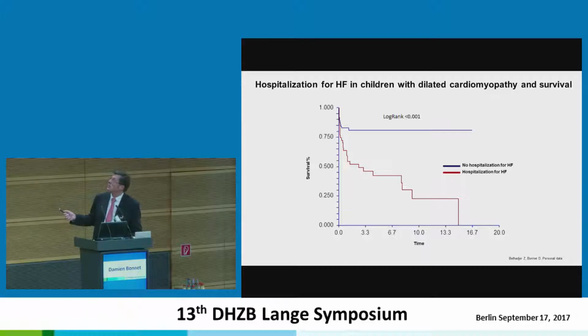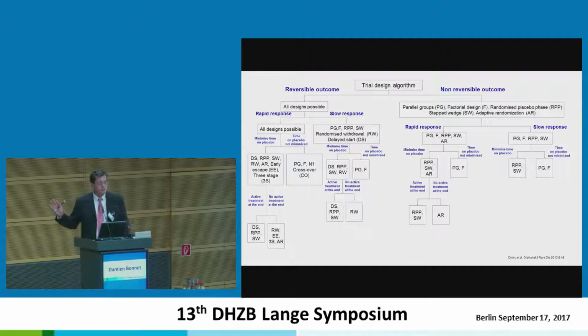Just an example, in cardiomyopathies, this is a study of my group, not published to date. If you include patients at time of diagnosis with cardiomyopathy, then some of them will do well, some will be hospitalized. And the question is, should we include the patients after they are readmitted for heart failure? Then if you include only this population, you will have a lot of events and power your trial. But you should not include those that will recover. So we will not go into this complex slide, but I recommend for those who are interested in trials to read this paper published in Orphanet Journal of Rare Diseases a couple of years ago.